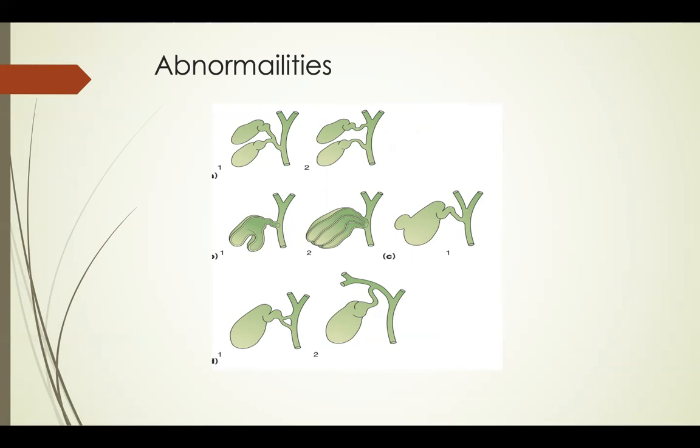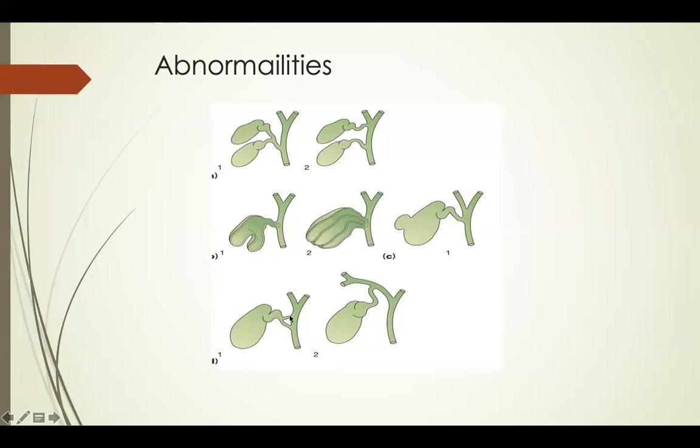You can see here, sometimes a patient will have pain in the right hypochondrium, and when you do an ultrasound, there may be two gallbladders with one cystic duct. There may be two gallbladders with two different cystic ducts. There may be bifid gallbladders, and there may be trifid gallbladders as well. And there may be a gallbladder with a diverticulum.